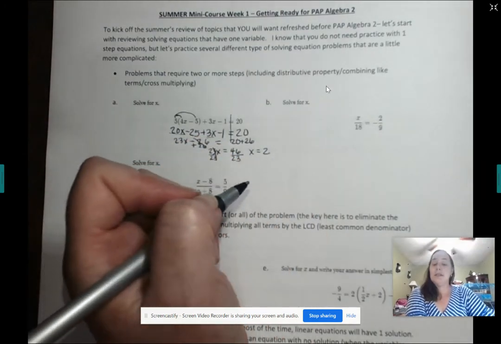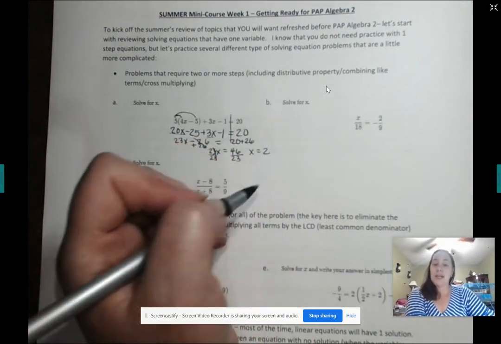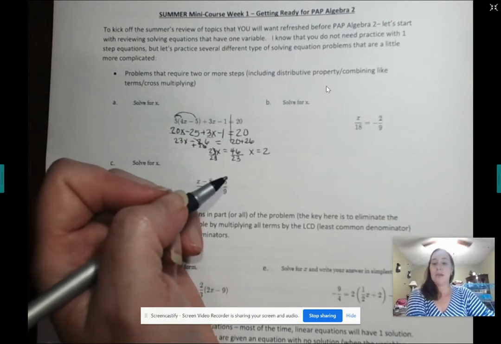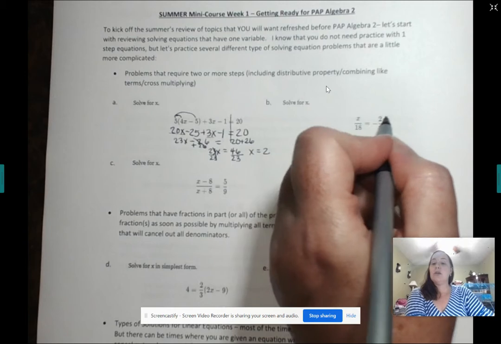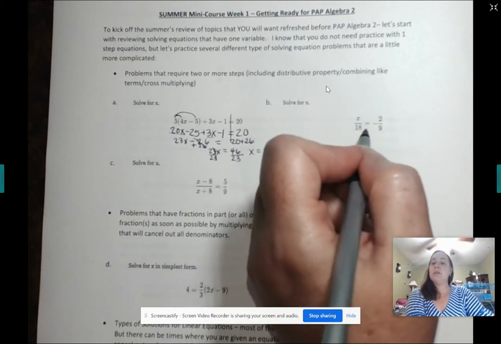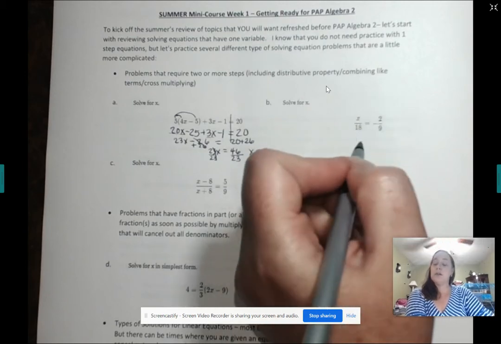When you type this into Delta Math, you don't need to type x equals, just type in the number 2, submit, and you're done with that problem. So if we look at this next problem, we have a fraction equal to another fraction, and that's a pretty easy problem to do if you remember how to cross multiply.